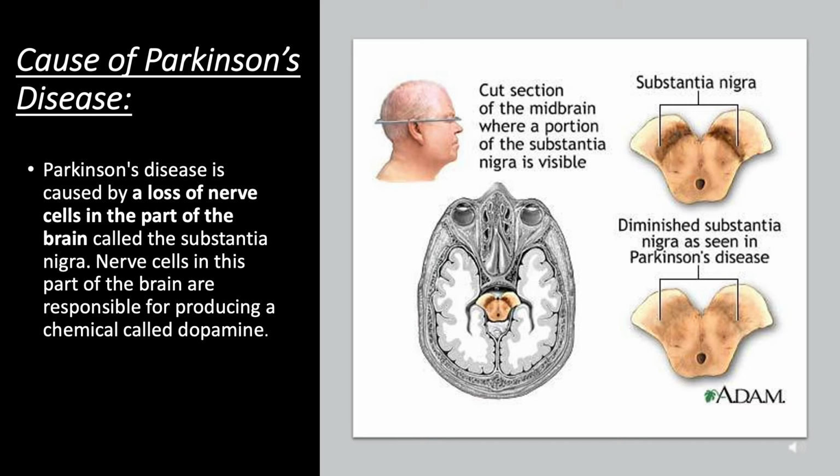Parkinson's disease is caused by a loss of nerve cells in the part of the brain called the substantia nigra. Nerve cells in this part of the brain are responsible for producing a chemical called dopamine. In this diagram, in Parkinson's disease the substantia nigra diminishes, which results in decreased production of dopamine.